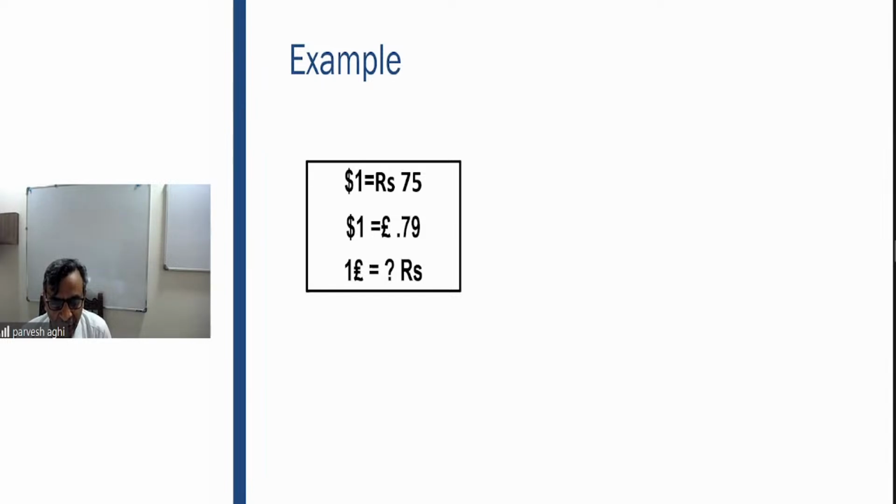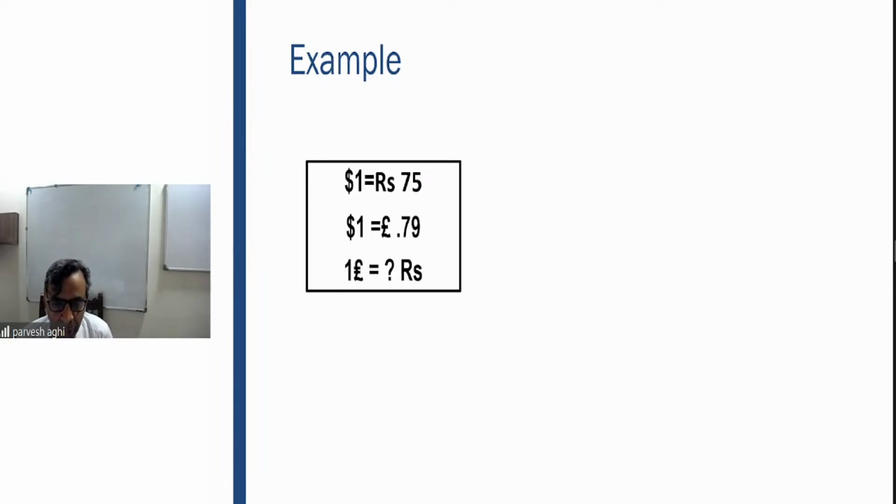$1 is equal to 75 rupees, and $1 is equal to so many pounds. So we have to calculate the price of a pound in terms of rupees. The same thing, but now look at the quotation. The first quotation is okay because you need to buy $1. But now we need a pound buying rate, but we have a dollar buying rate, isn't it? So $1 is equal to so many pounds.